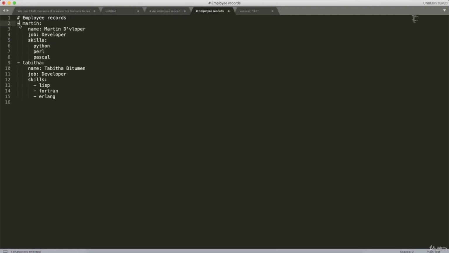You can see that we have a dash here, which means this is a list. This is the first list. The second list as well is for this person. As you can see, the name is like this, the job, the skills, and we have the list of the skills: Fortran, language, whatever. Okay, so far so good. Now actually this was an arbitrary example.